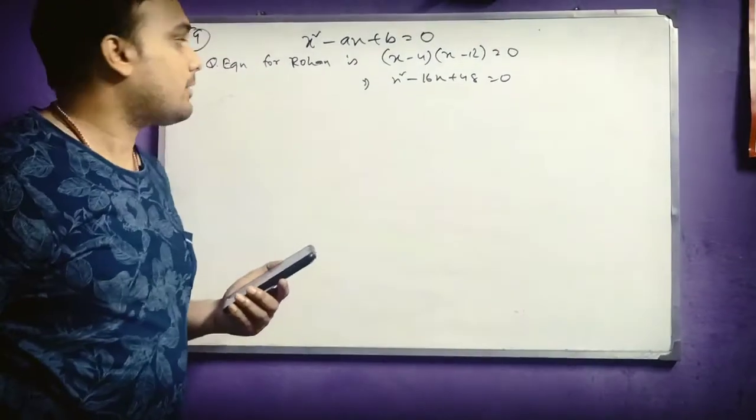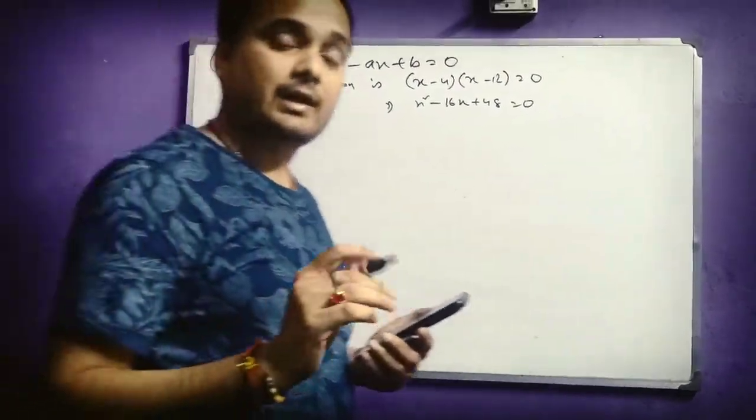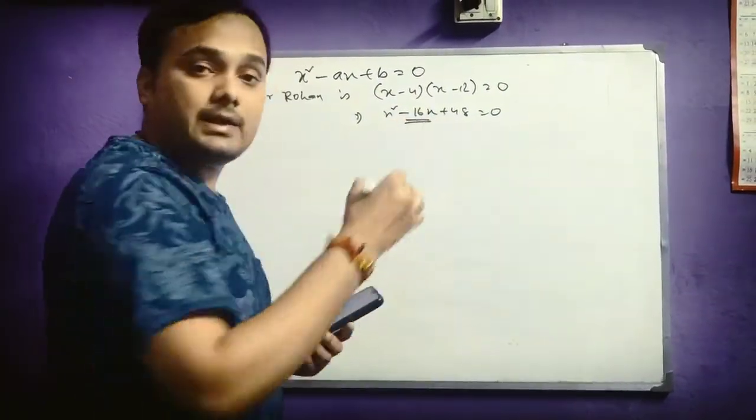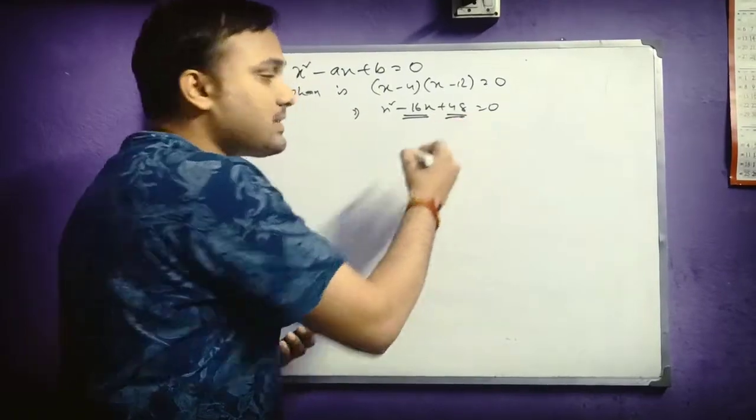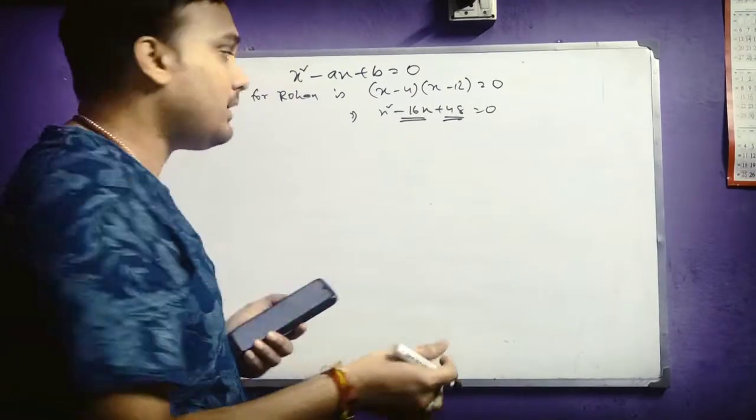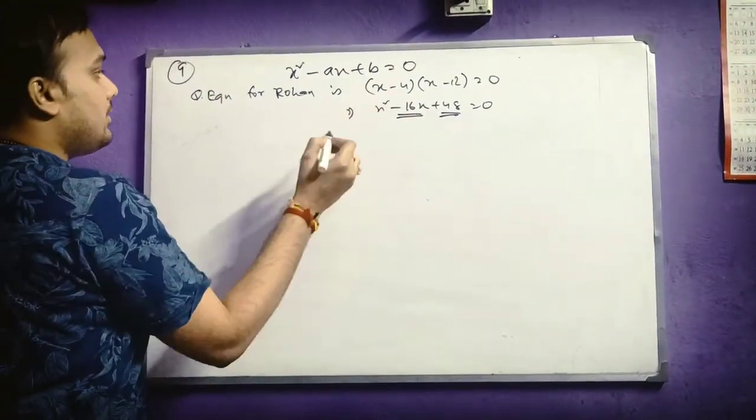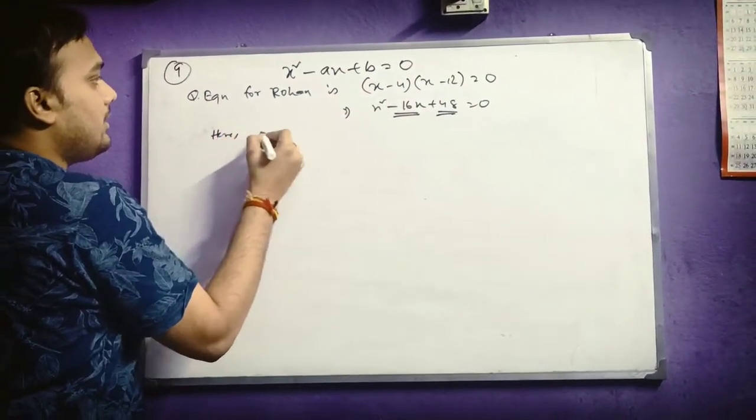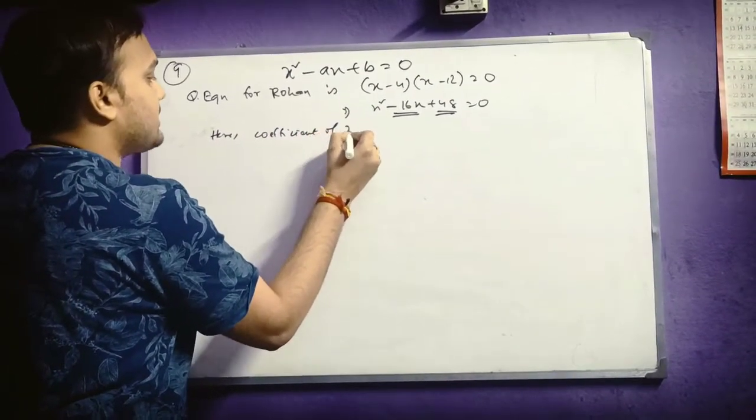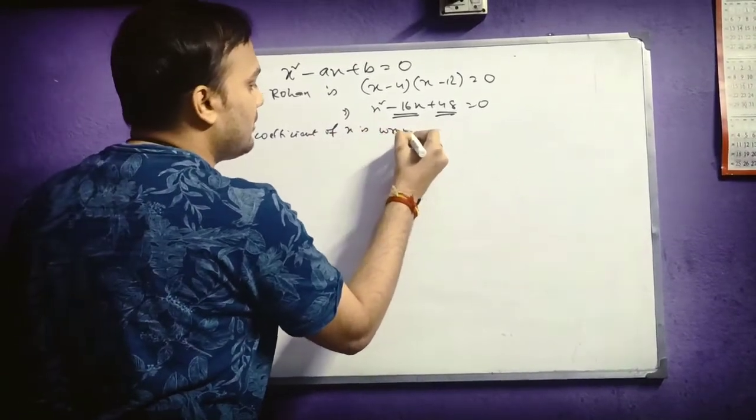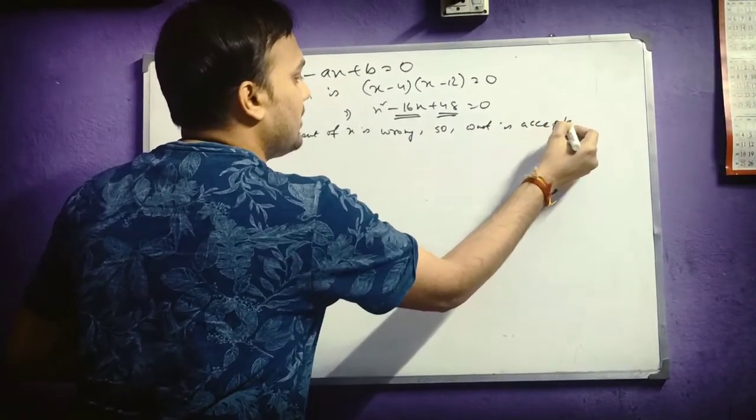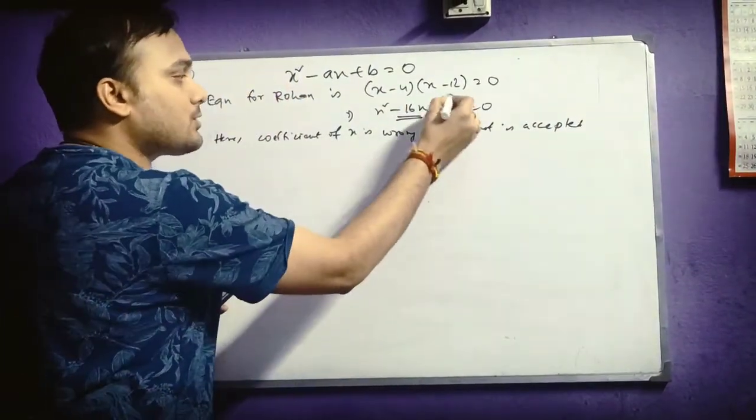This will be the quadratic equation Rohan got, but it is said that he has copied the coefficient of x wrongly. That means this minus 16 he has copied wrongly. So we can say that 48 was taken correctly, as the x coefficient was wrongly taken. The constant term will be correct here. So we will write, coefficient of x is wrong. So the constant is accepted. So what is the constant here?